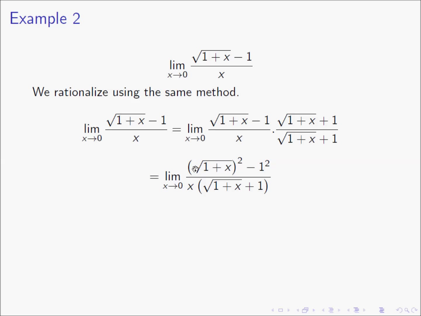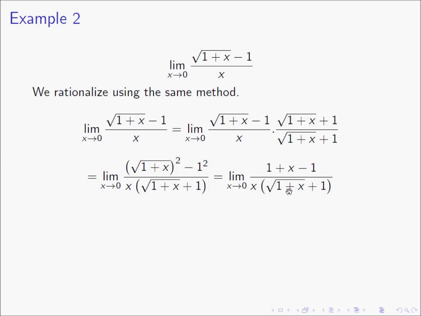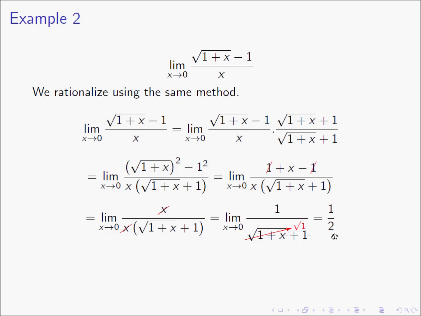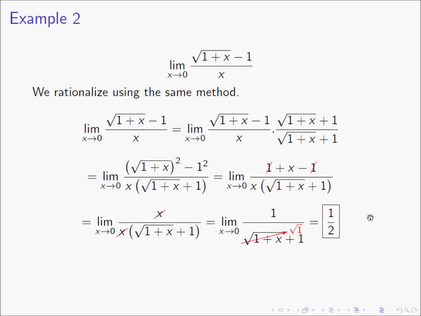So with this the square root disappears. We get 1 plus x minus 1. The 1 cancels with this other 1. We can cancel the x here. And this is very similar to the first example. We can now replace x by 0, and we'll get that this will become 1. So the limit is 1/2, and that's the answer.